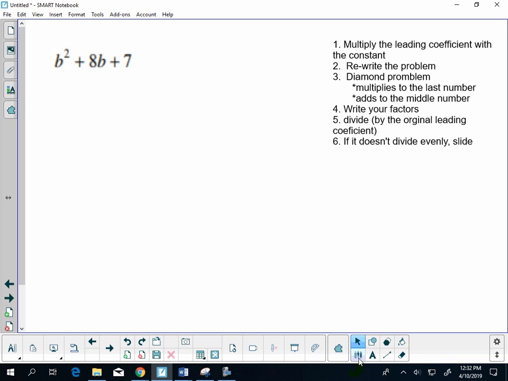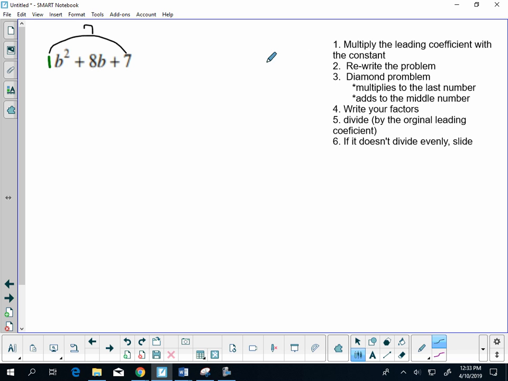So the first step is you want to multiply the leading coefficient with the constant. Well, my leading coefficient in this case is 1. If it's not written, it's 1. And this is a lot of times what I refer to as an easy factor, because that leading coefficient is 1. After you've done this a few times, you're probably going to see some shortcuts. So you multiply that leading coefficient with that, and you get 7. Same number, it doesn't change.